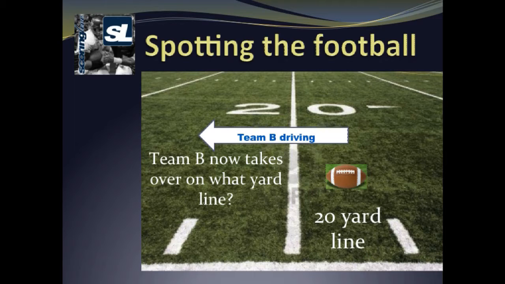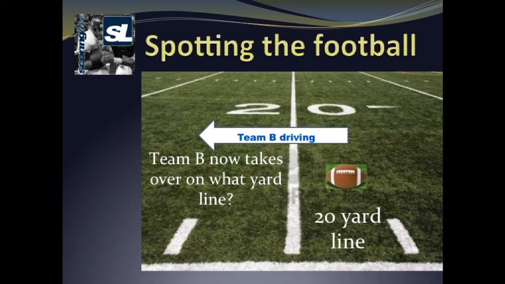So again, on 4th down, if Team A drives to this point, they drove to the 19-yard line. But since they didn't get a first down, the ball remains there, and now Team B is driving in this direction, and since it's not touching the hash mark, we're moving it. The ball's not even moved. You're spotting it on the 20-yard line.